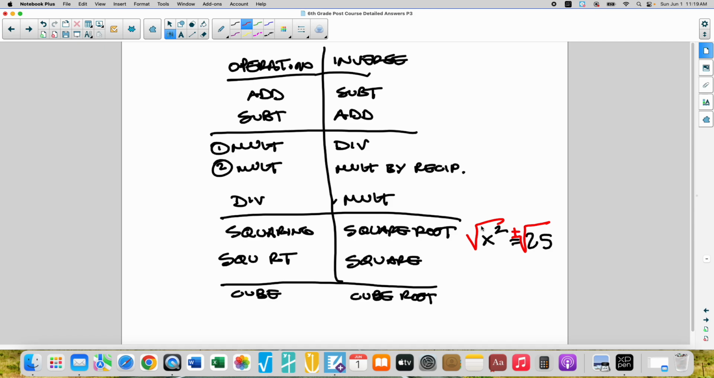So the square and the square root are going to cancel each other because they are inverses. And then you get plus or minus 5, because a positive 5 squared would give you 25, and a negative 5 squared would also give you positive 25. So the solution set would be plus or minus 5. We'll leave you with that to ponder and think about, and we will go into more detail this year in 8th grade.